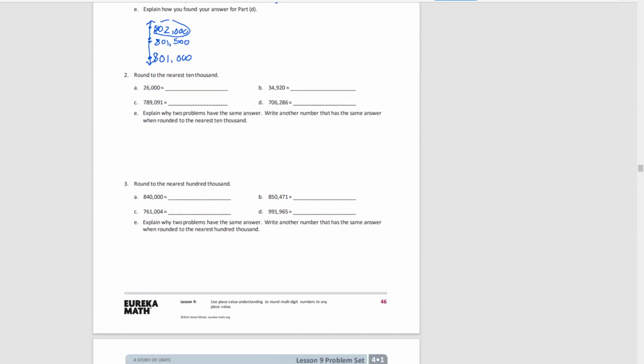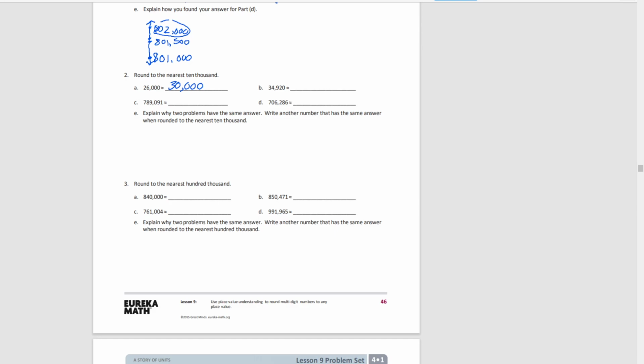So pause the video and try 2A. Okay, we're rounding to the nearest 10,000, so it's either going to be 20,000 or round up to 30,000. 26,000 is more than the midpoint of 25,000, so I'm going to round up to 30,000. Pause the video and try 2B.